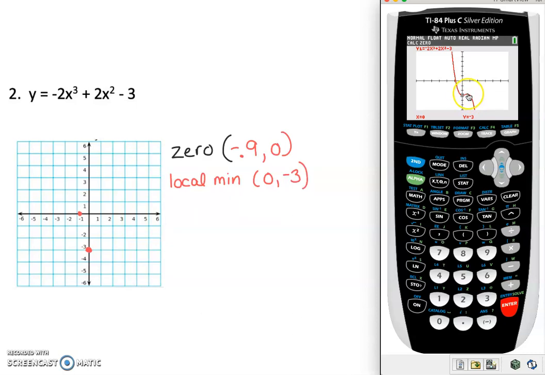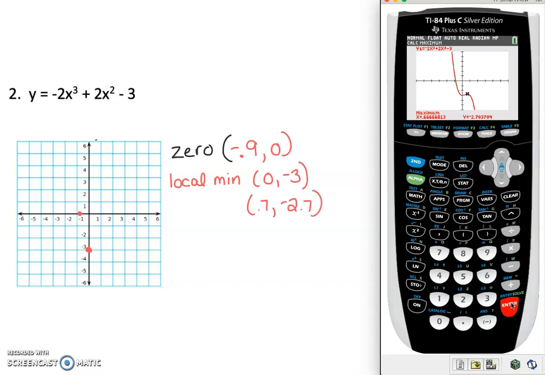So I want to see what this peak is right here. So that's going to be a maximum. It's not my absolute maximum, but it is a maximum. So I'm going to select option 4 and do left bound, right bound, guess. I'm going to be to the left of where that occurs. Hit enter. To the right of where that occurs. Hit enter and guess. And I can see that I have a maximum value at 0.7, and I'm rounding to the nearest tenth, and negative 2.7.